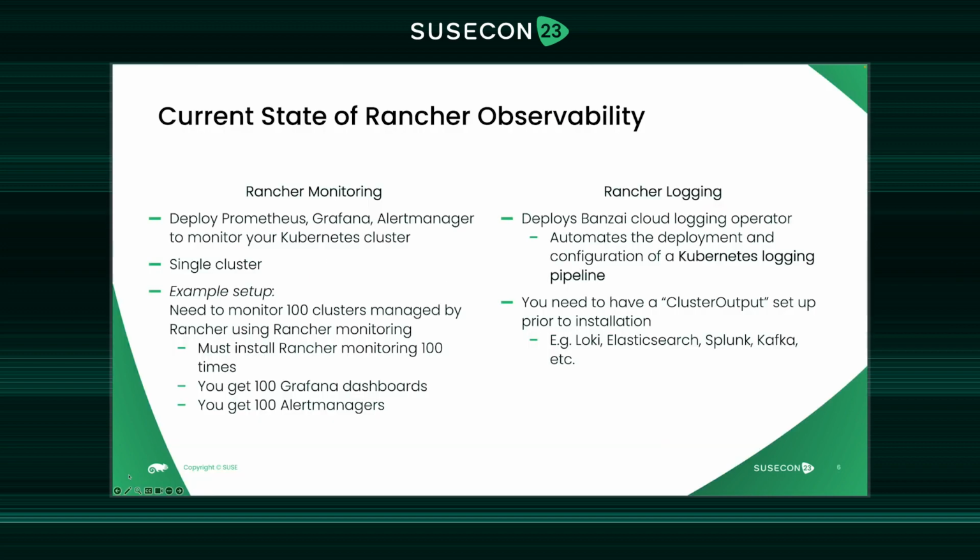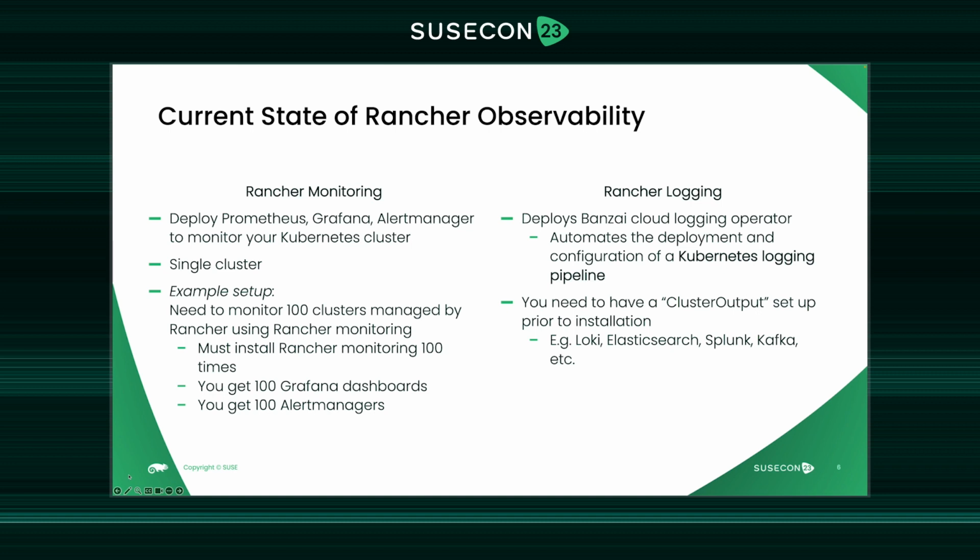Now let's discuss the current state of Rancher observability. Rancher currently offers 2 observability tools, Rancher Monitoring and Rancher Logging. Rancher Monitoring simply deploys Prometheus, Grafana, and Alert Manager to monitor your Kubernetes cluster. It's a single cluster install, which means if you need to monitor 100 clusters managed by Rancher, you would need to install Rancher Monitoring 100 different times, and you'd get 100 Grafana dashboards and 100 Alert Managers.